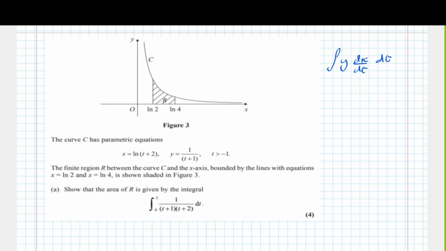The finite region R between the curve C and the x-axis, bounded by the lines with equations x equals log 2 and x equals log 4. Basically, a lot of words, but it's just describing this area here, is shown shaded in figure 3. Show the area of R is given by that integral there.